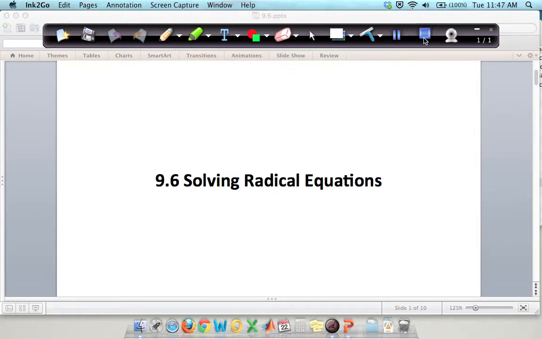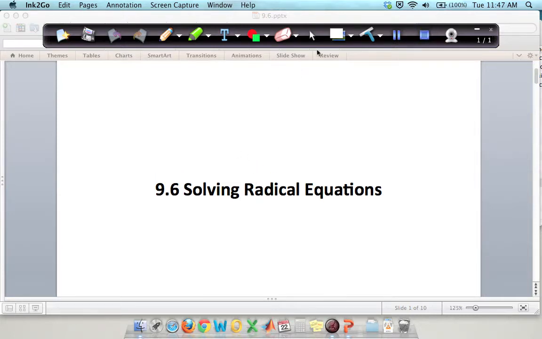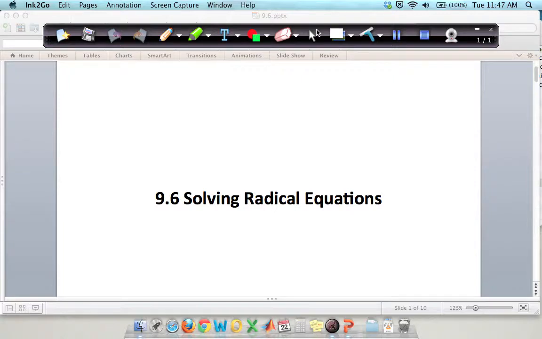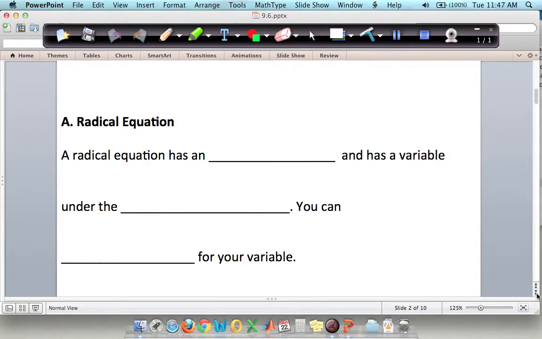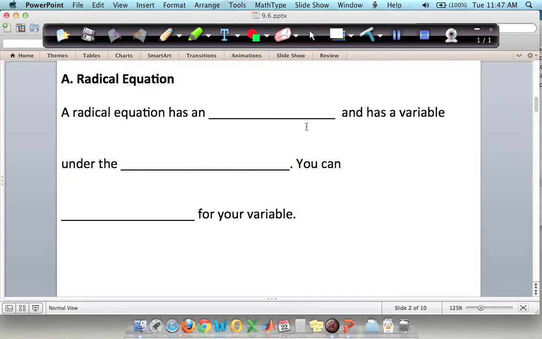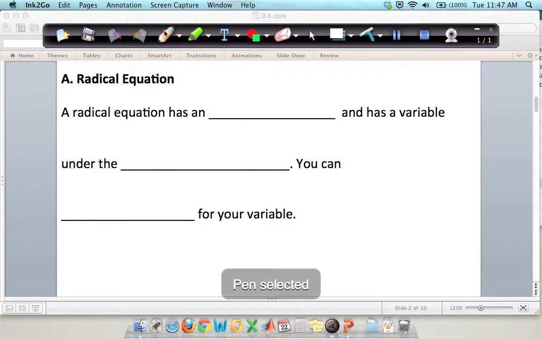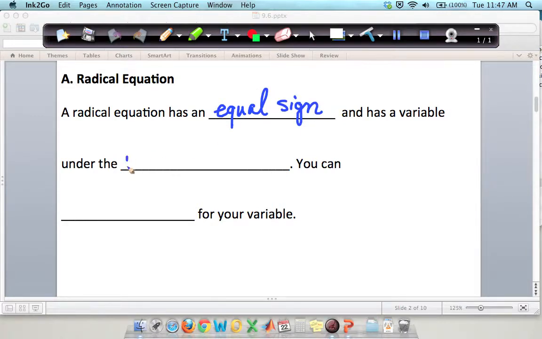All right, we looked at simplifying radicals, and today we're going to look at solving radical equations. So what makes something a radical equation? Well, the word equation means that it has an equal sign. And when you see an equal sign, that means you can solve for your variable. And then to make it a radical equation, it has to have a variable under the radical sign. And like I said, when you have an equal sign, you can solve for your variable.